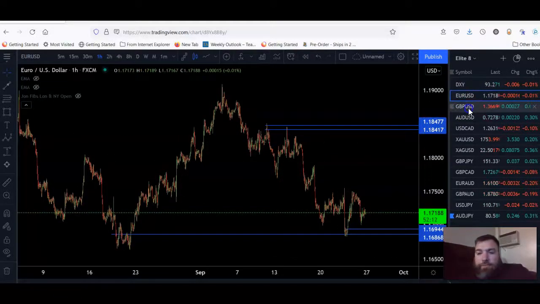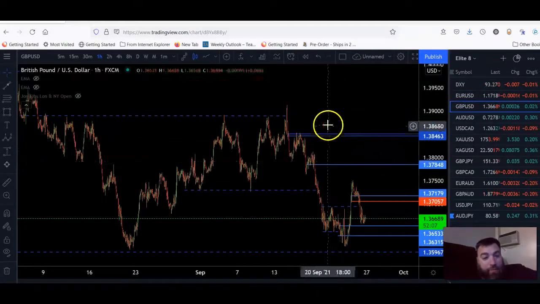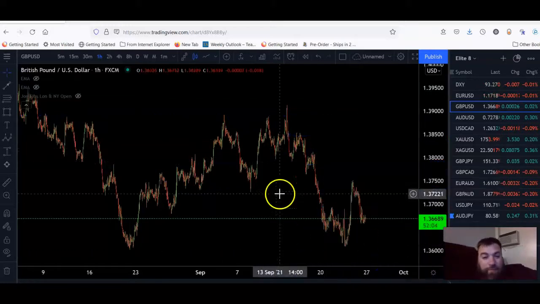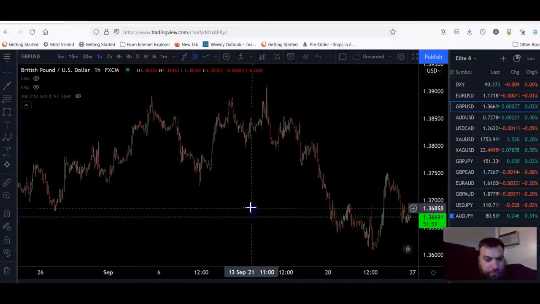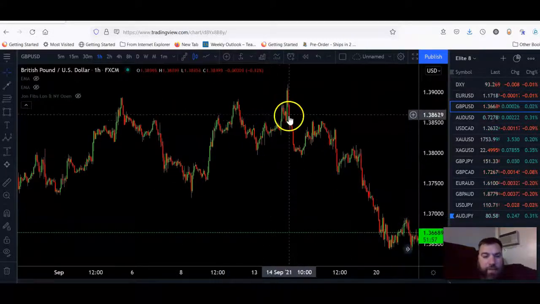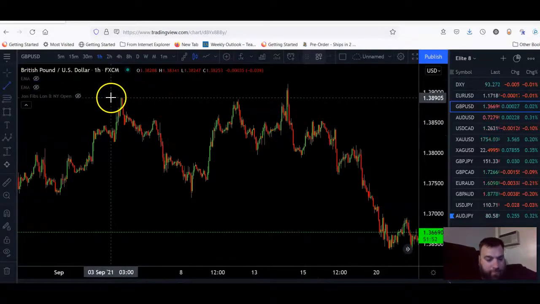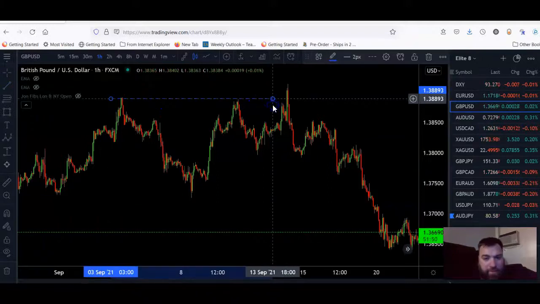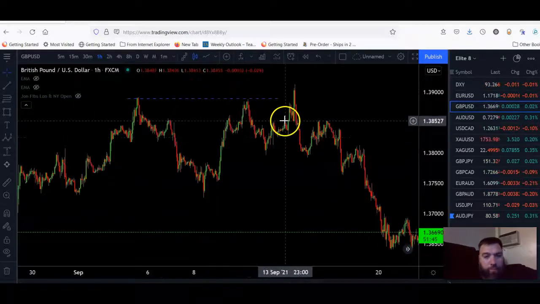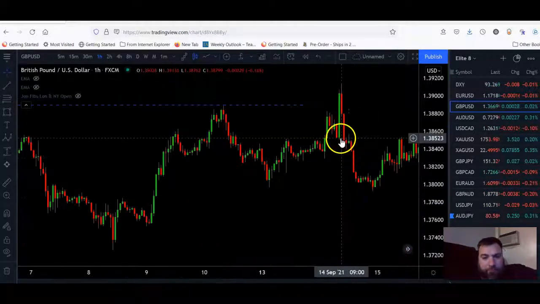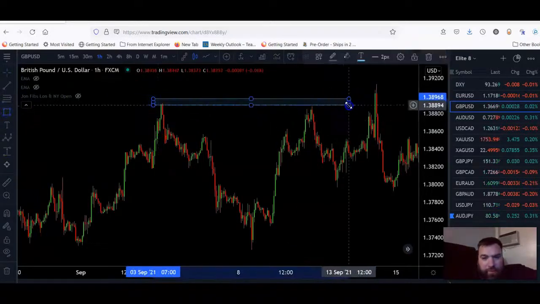Okay, so the Great Britain pound US dollar. This was a good move. So last week, you had this move up right here. So right here is equal highs. Price shot up right here and took out all the money that's sitting right here.